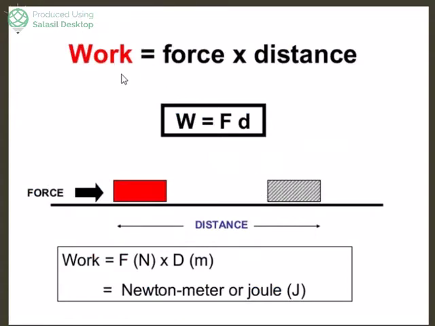So the relationship of work is equal to force times distance. Force we're going to shorten to F, and distance to D, so W equals F times D. The unit of force is Newton, as we talked about before, and the unit of distance is meter, so the unit of work is Newton times meter, and scientists tell us Newton times meter equals something called joule, with J. So what is joule?